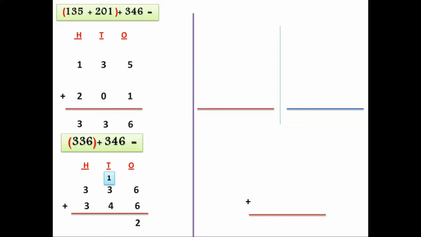Now let's go to the tens digits to get their sum. 1 plus 3 equals 4. 4 plus 4 equals 8. And then we will move to hundreds digits to get their sum. 3 plus 3 equals 6. So the sum of these three numbers is 682.